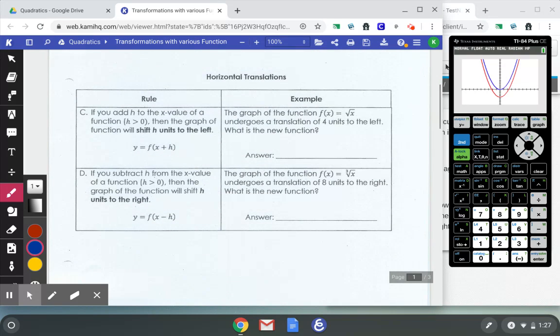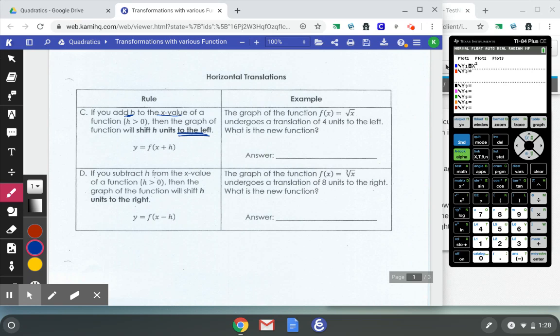All right, horizontal translation. It's saying if you add h to the x value of a function where h is greater than 0, then the graph of the function will shift to the left. Now, this is really important. It's kind of like the opposite. If we look at our graph, our parent function, let's say we use x squared.